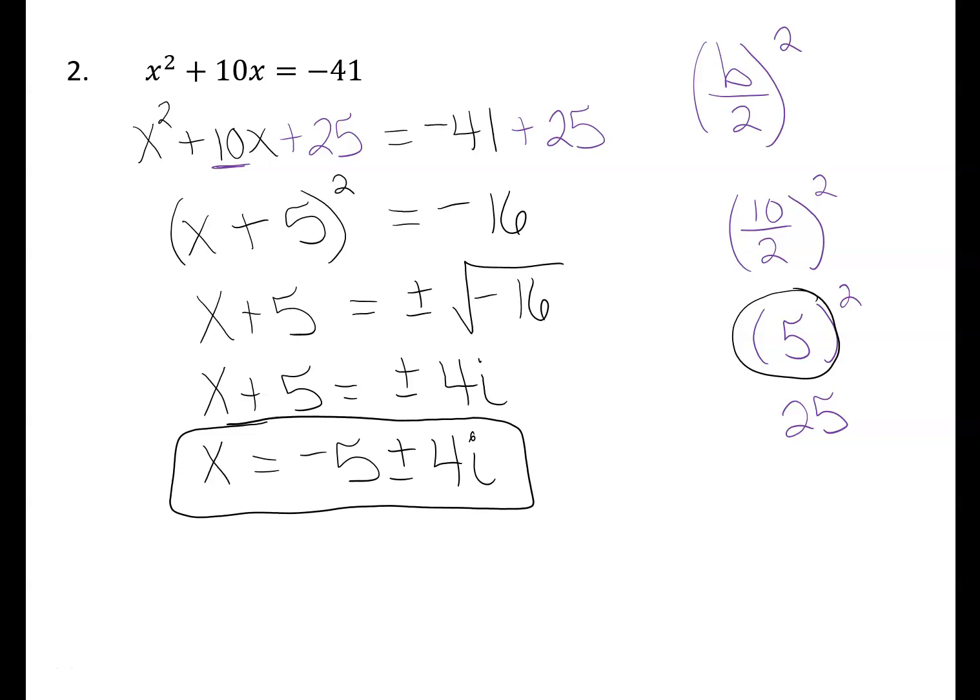Now just to go back to think about, we are finding the x-intercepts of the graph when we solve these. Remember we learned in 1.4, if there's an i in the answer, it means that the parabola does not touch the x-axis. There are no x-intercepts.